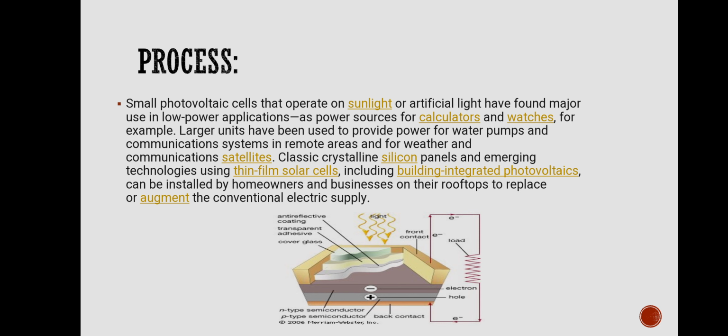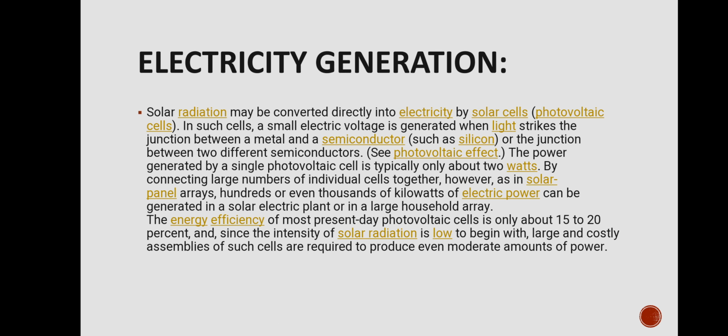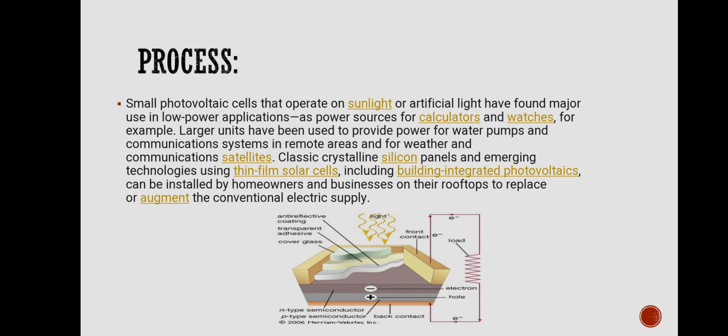Smart photovoltaic cells that operate on sunlight or artificial light have found major use in low power applications as power sources for calculators and watches. Larger units have been used to provide power for water pumps and communication systems in remote areas, and for weather and communication satellites.